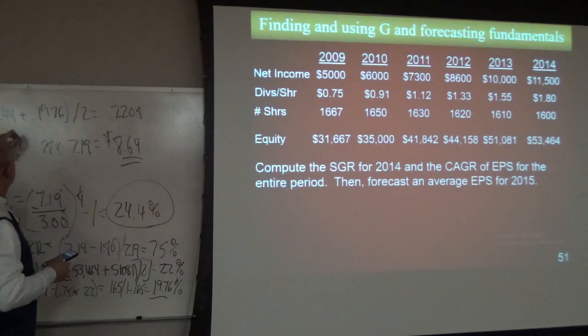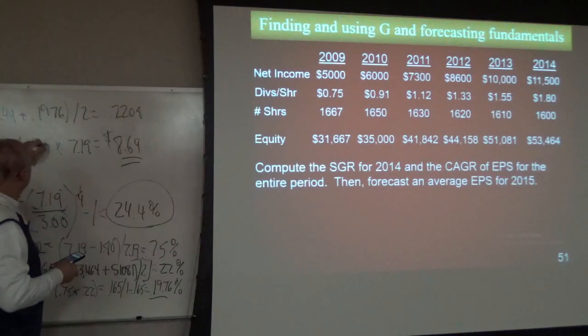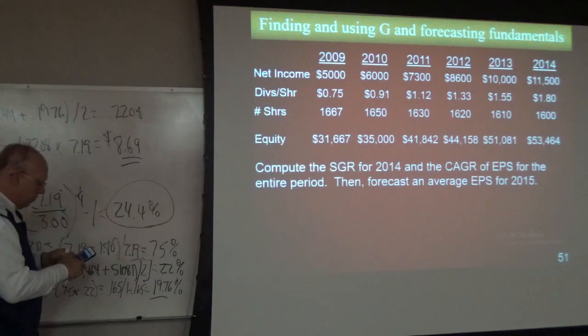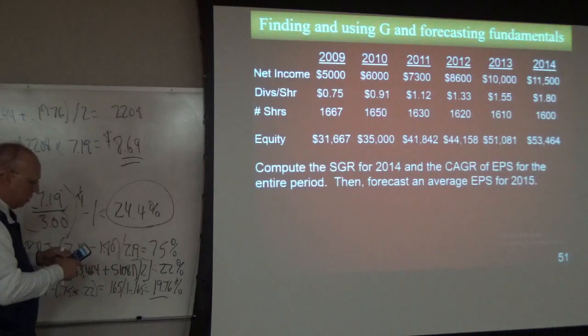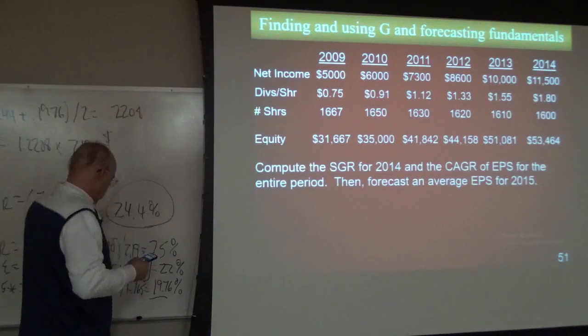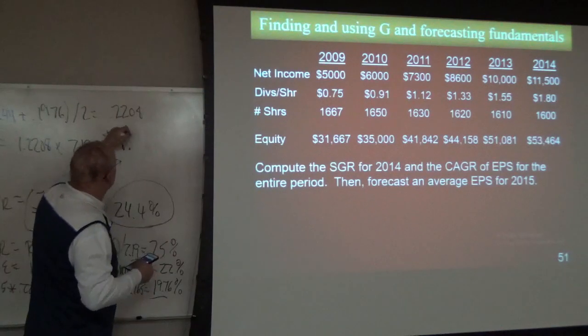So 1.2208 times 7.19. Let's add 1 to it and multiply that times 7.19, and we get $8.78. All right, that's our right number.